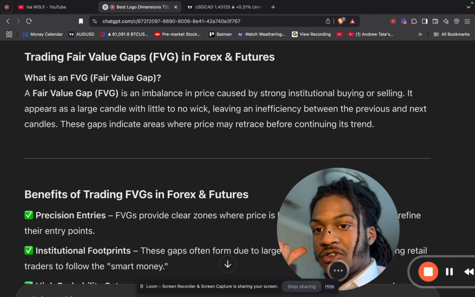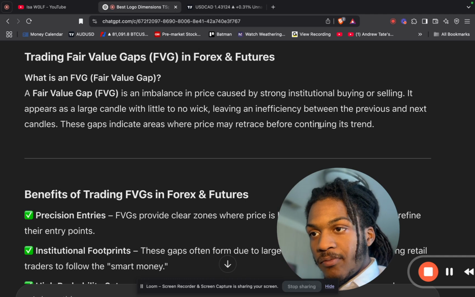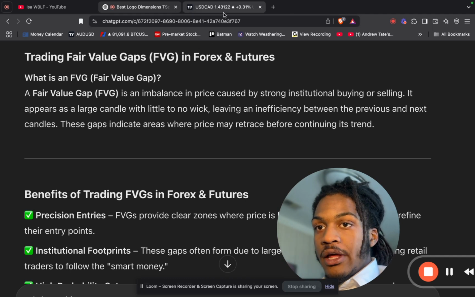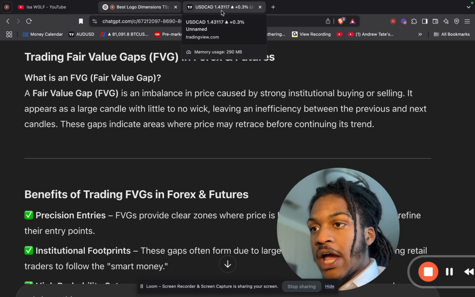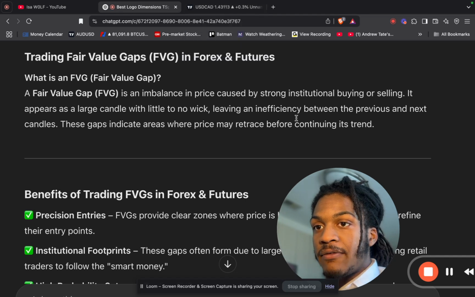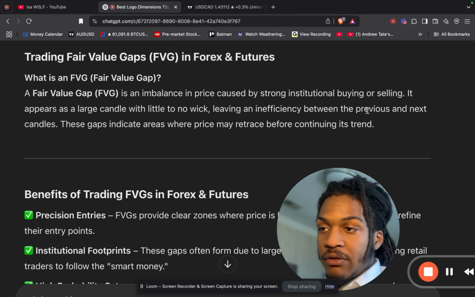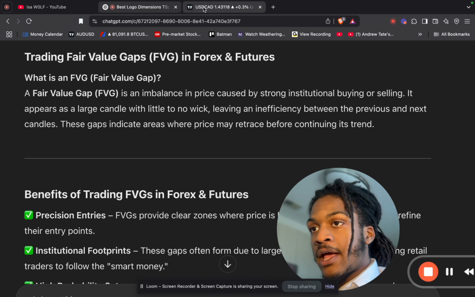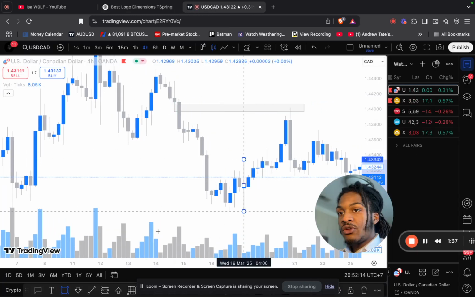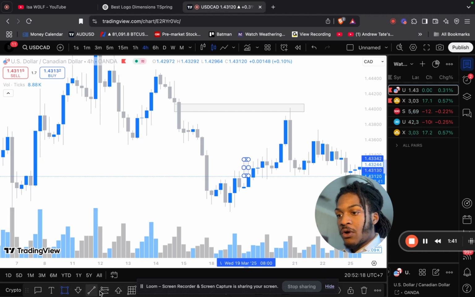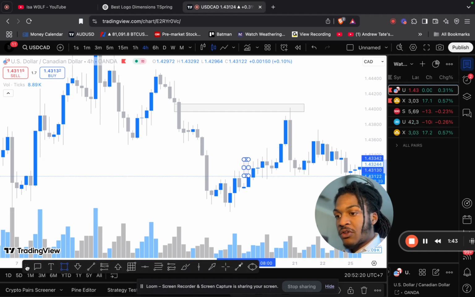inefficiencies in price action. So, like it says here, it appears as a large candle with little to no wick, leaving an inefficiency between the previous and next candles. And if you look here in USD CAD, we have an example of one right over where I'm about to draw this arrow.